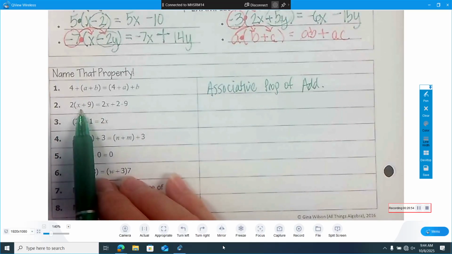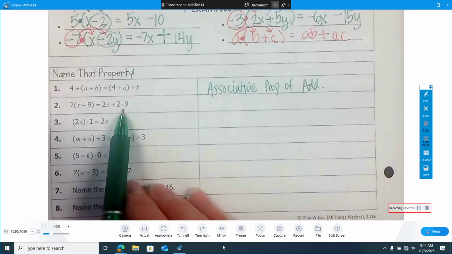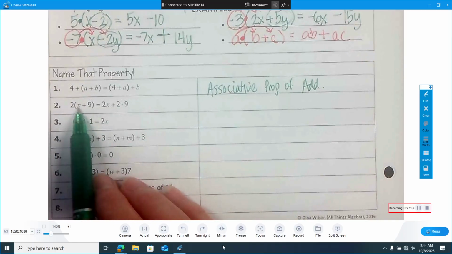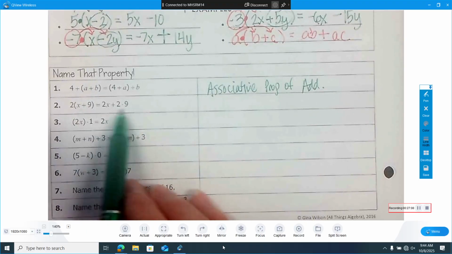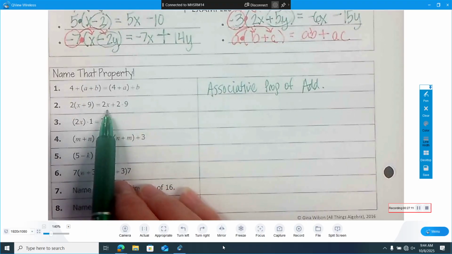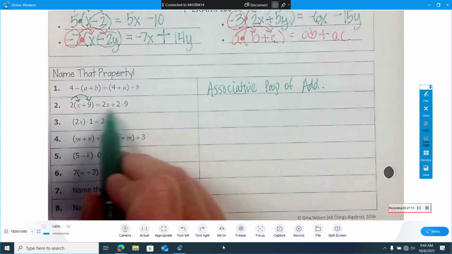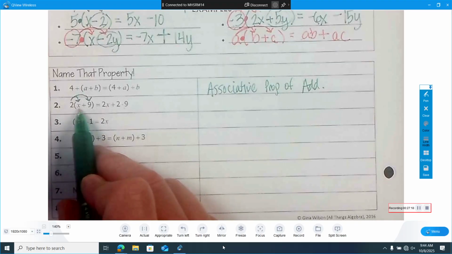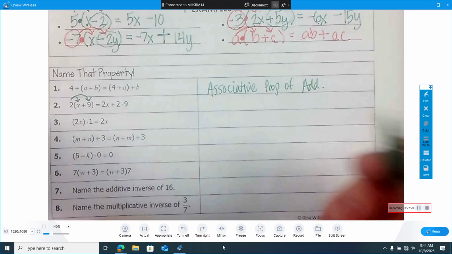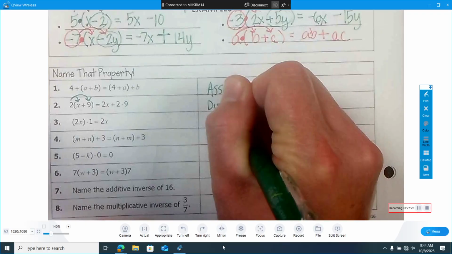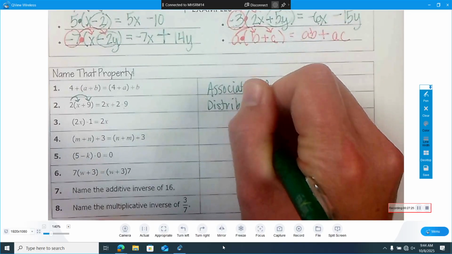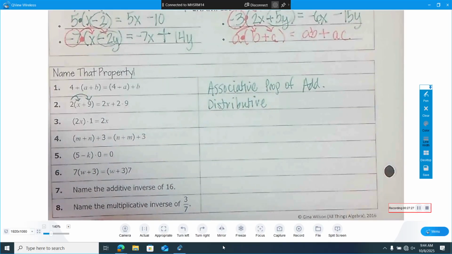All right, look at number 2 here. What property does this look like? We start with parentheses. Do we have any more parentheses over here? Distributive. Yeah, this is the distributive. They're taking the 2 and they're sharing it to both parts there. 2 times x and then the 2 times the 9. So this is the distributive property.